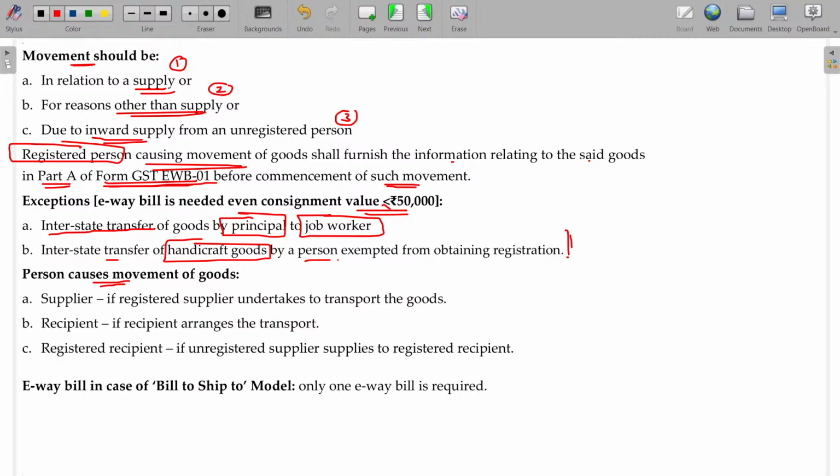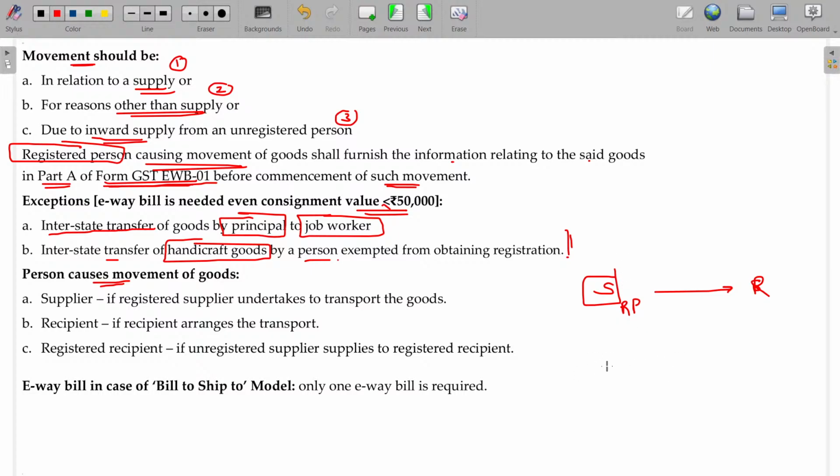Person causes movement. If the registered person undertakes to transport the goods, supplier, recipient, and supplier being the registered person. For example, Amazon. Amazon is a registered person, you order these goods, right? And Amazon sends the goods to you through his own transport mode. Then who has to generate? Amazon.